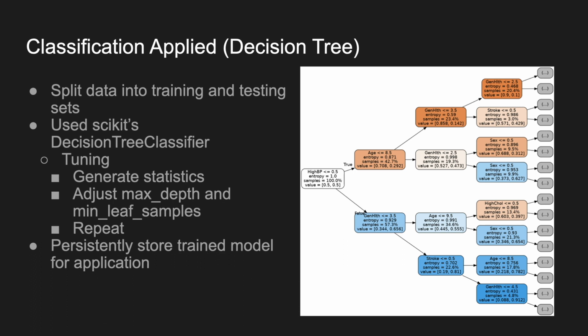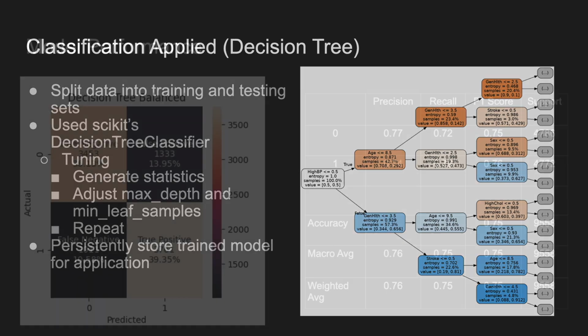The data frame was passed to Scikit to split the dataset into an 80-20 split training and testing set, which was fed into the decision tree classifier. Decision trees tend to overfit when a large number of variables are used, so the tree was tuned by trial and error by adjusting the maximum depth and the minimum number of leaves required.